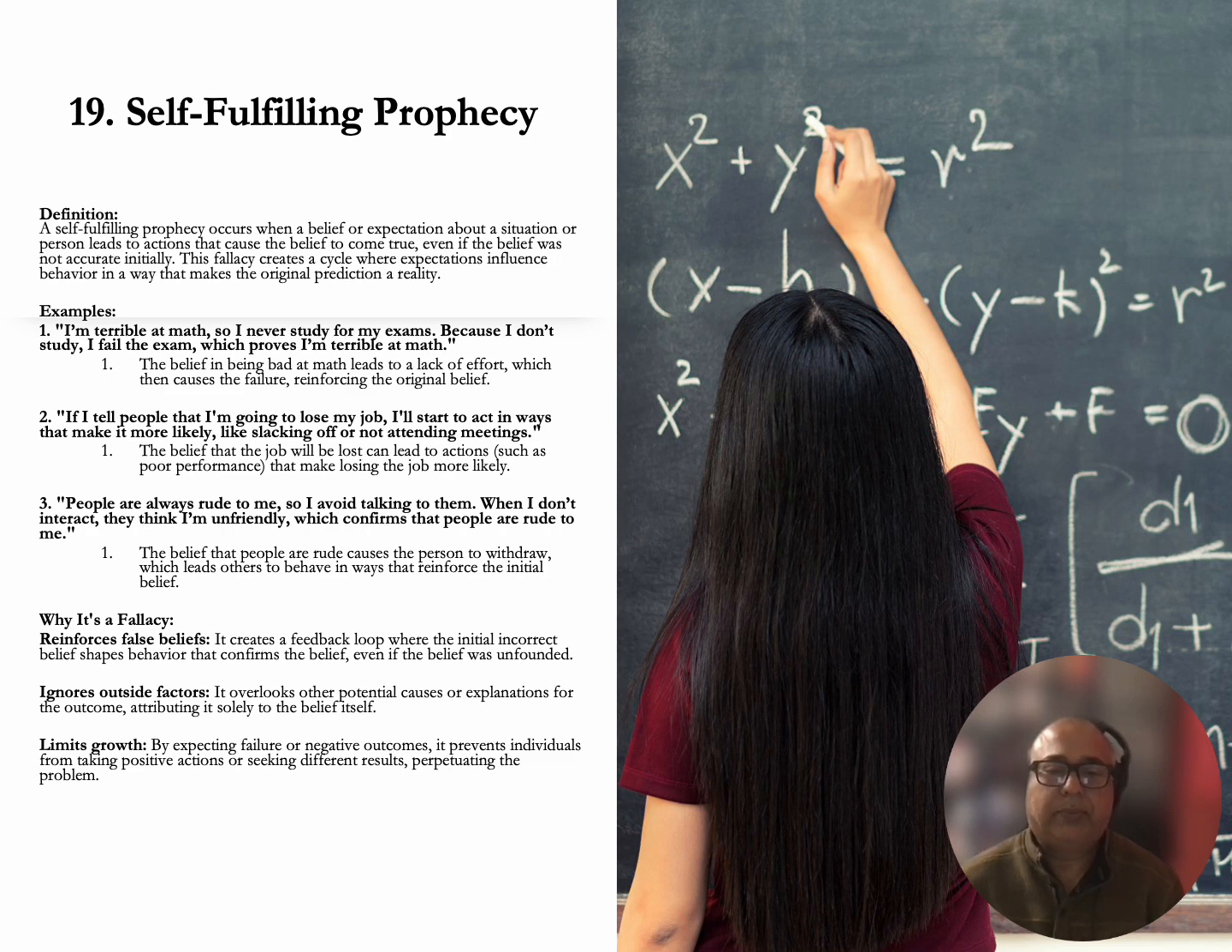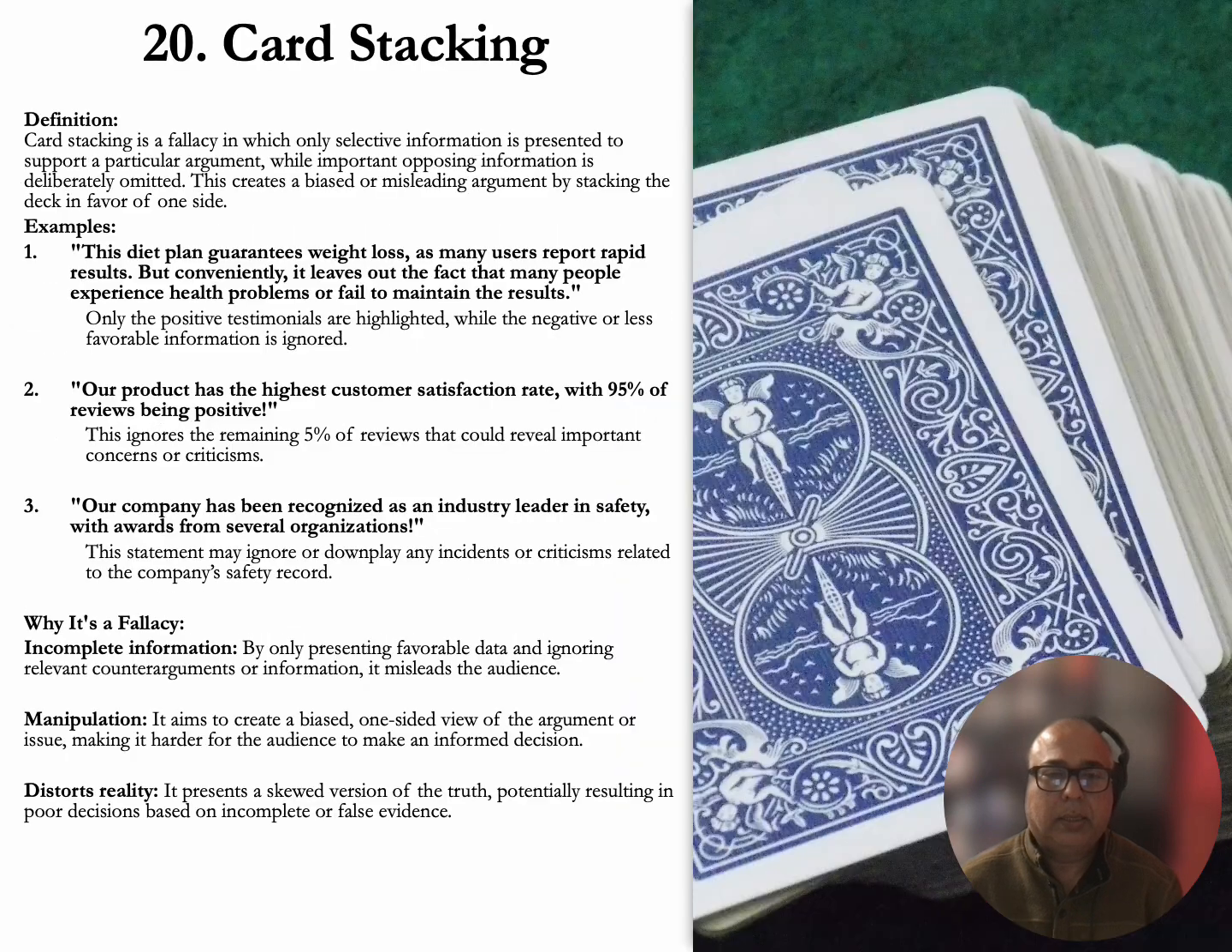So self-fulfilling prophecy could be right or wrong, could be positive or negative. Okay? So that is number 19. Number 20 is card stacking. What is card stacking, you ask? It's a fallacy in which only selective information is presented.